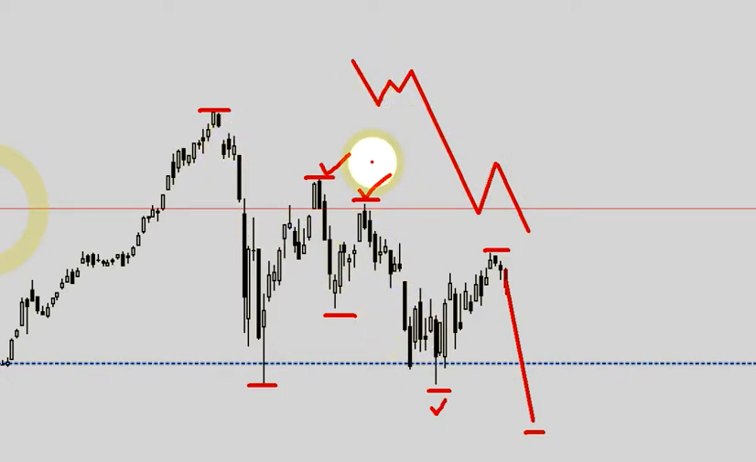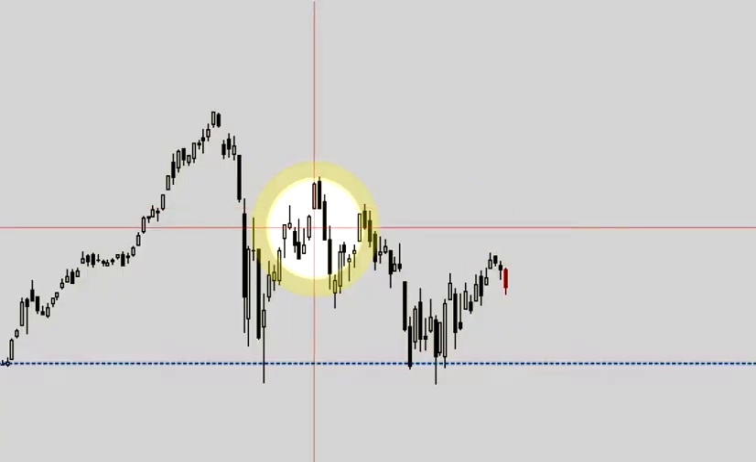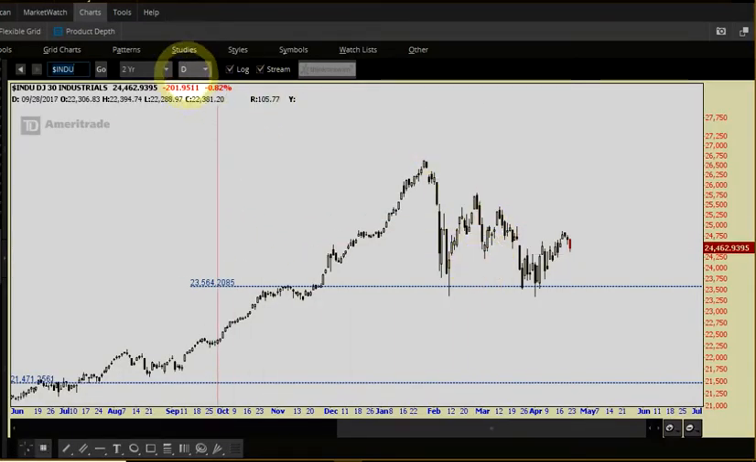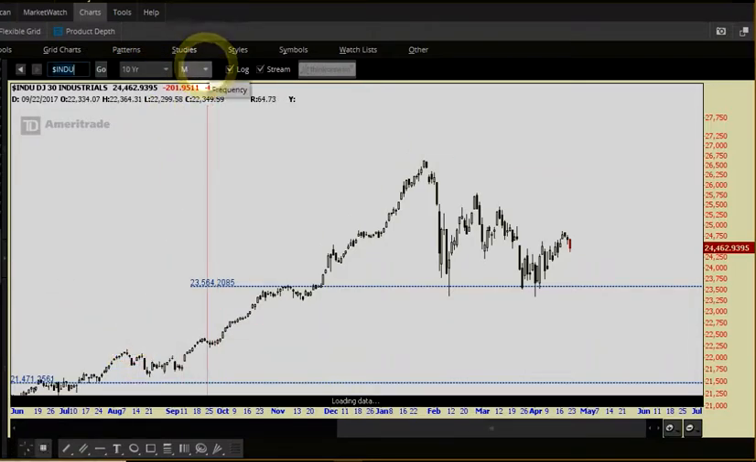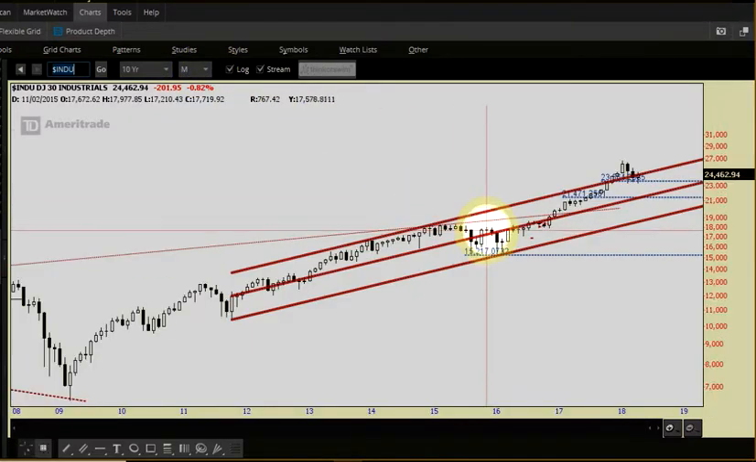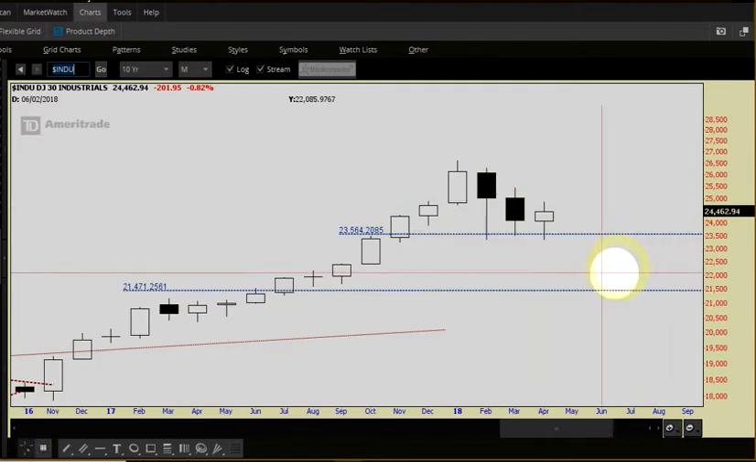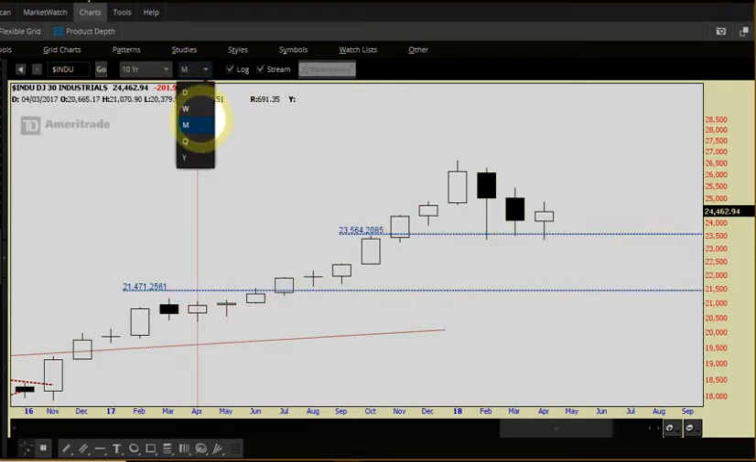Now, in order to actually see it look like that, you may have to go to even a monthly chart. We may have to go to a 10-year monthly chart. Maybe that's a little much. Maybe weekly is fine.